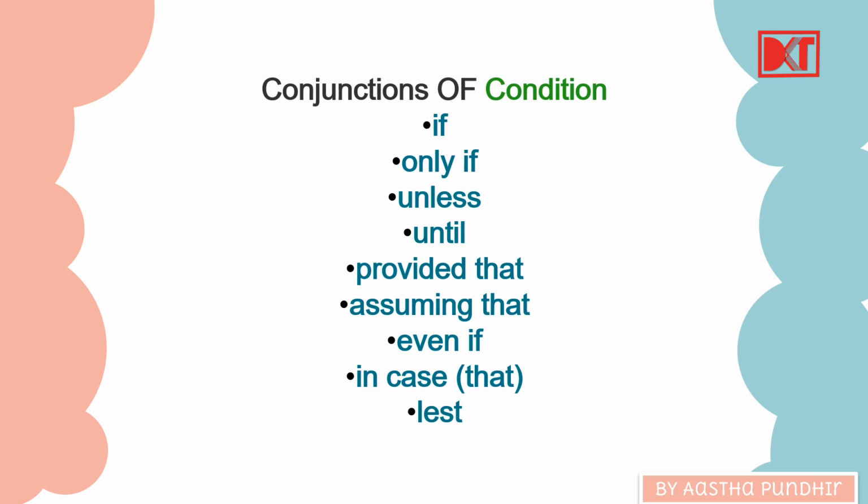Okay, here we have a few conjunctions of condition. Now they provide a certain conditionality. If, like, I will do something, or say I will go to swimming if you get me a new costume. So if it is used to attach some condition, then only if, unless, until, provided that, assuming that, even if, in case that, lest. All these are used to provide certain conditions, certain conditionalities. All right.